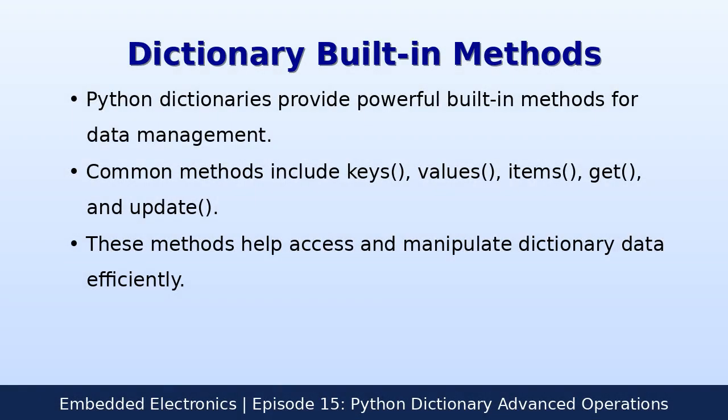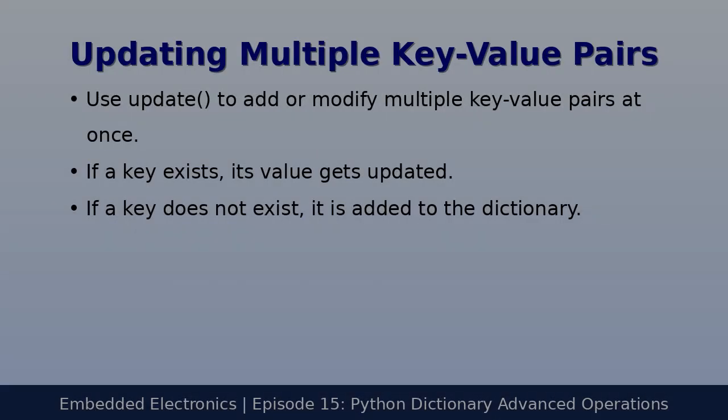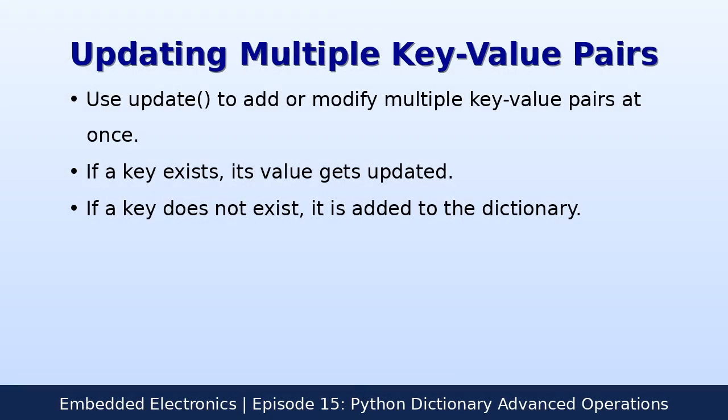Python dictionaries have several built-in methods like keys, values, items, get, and update to manage data easily. The update method allows adding or modifying several key-value pairs at the same time. Existing keys update while new keys get added.